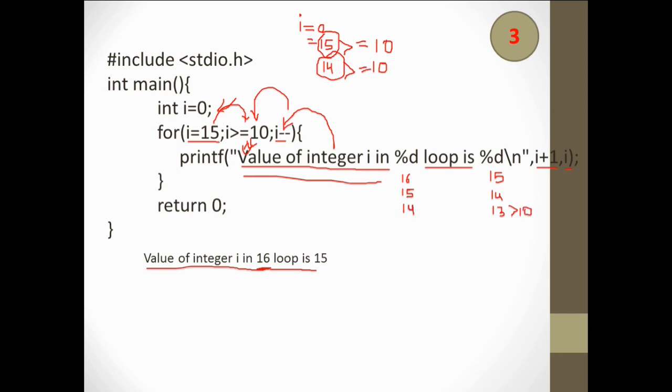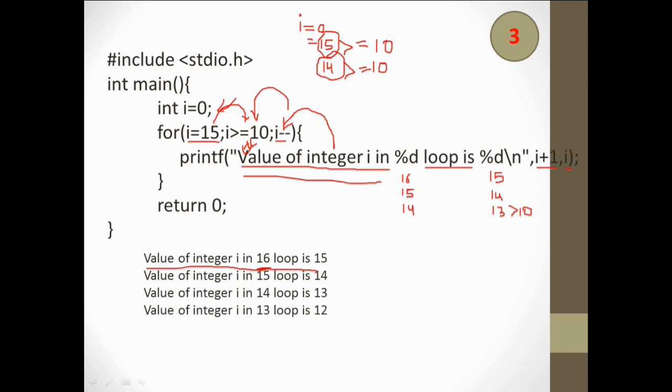Okay, so next you will get, what you will get, value of integer I in 14 loop is 13. Now again we will go to the decrement statement and decrement the value of I by 1. So now the value of I will become 12 and it will check the condition part, whether 12 is greater than or equal to 10 or not. So 12 is greater than 10. So the condition becomes true, and we will execute this printf statement here, and again we are printing the statement. So what will it print? It will print value of I in 13 loop is 12.